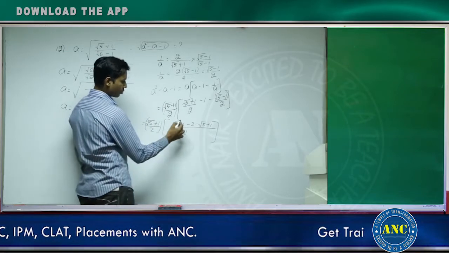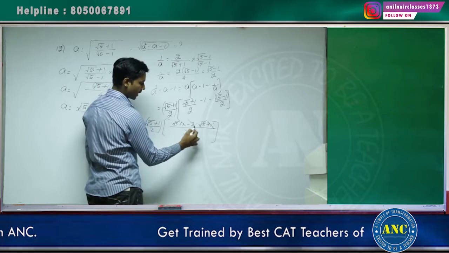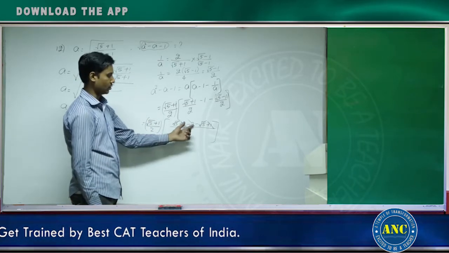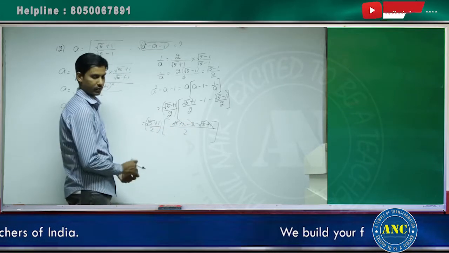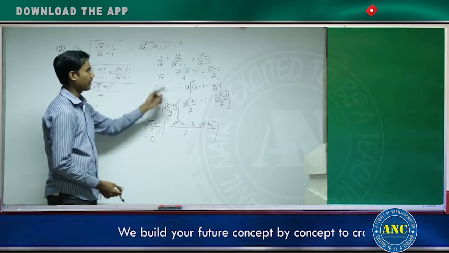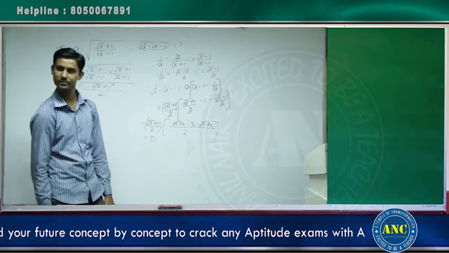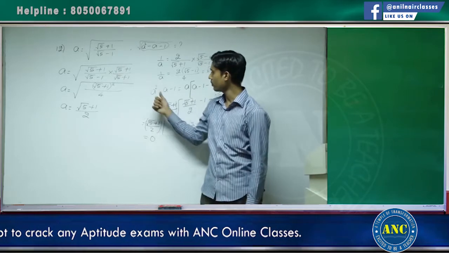If you see here, root 5 minus root 5 cancels. 1 plus 1 is 2, plus 2 cancels with minus 2. Every term in the numerator is cancelled. That means 0. 0 divided by anything is 0. That means a square minus a minus 1 value is 0. But I want to find the square root of that. Square root of 0 is also 0. Answer is 0. Getting the idea? Condensing this form to this form is very important.